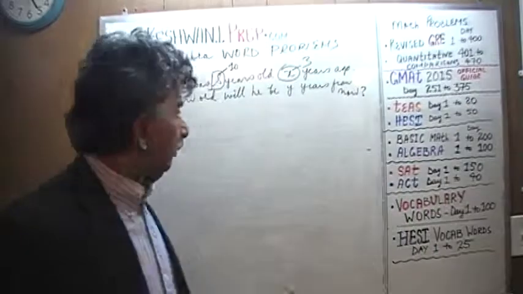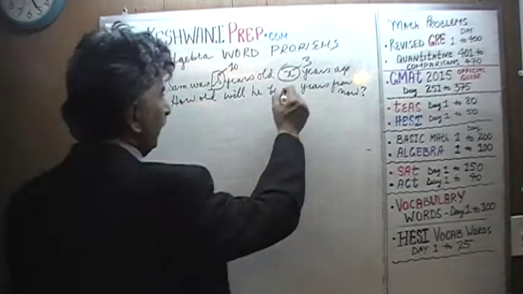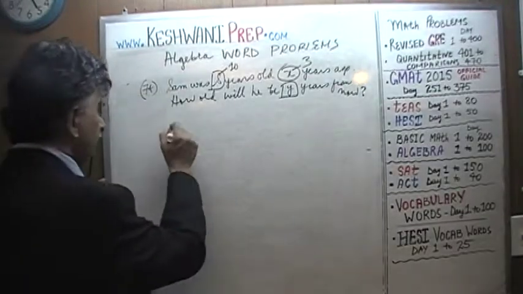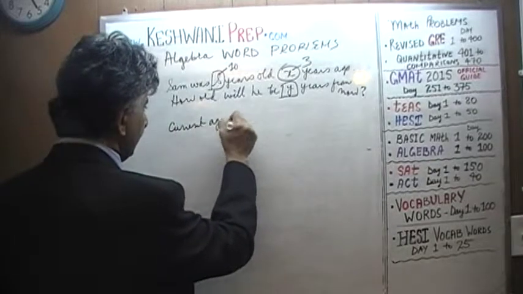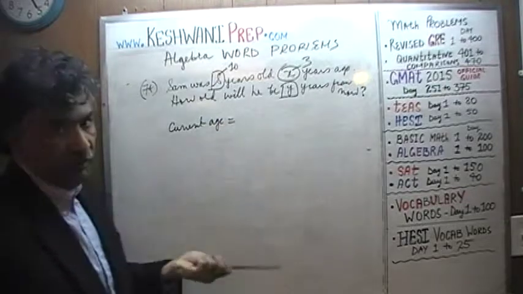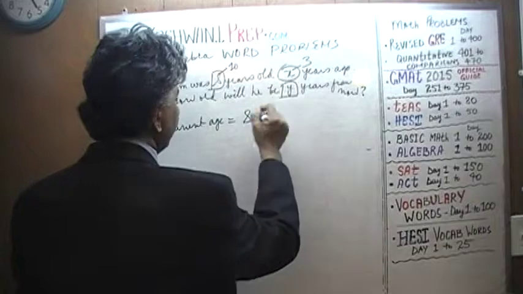How do we get 13? 10 plus 3. So the question simply is, how old will he be y years from now? But now we know his current age. If he was 10 years old 3 years ago, he is 13 years old, which is 10 plus 3. His current age is simply s plus x.